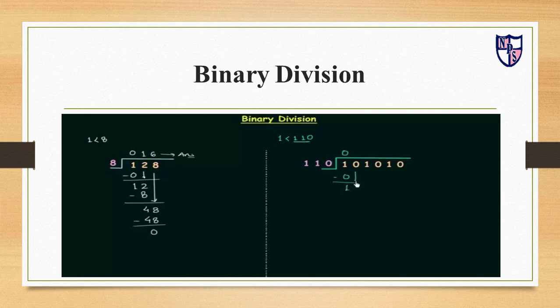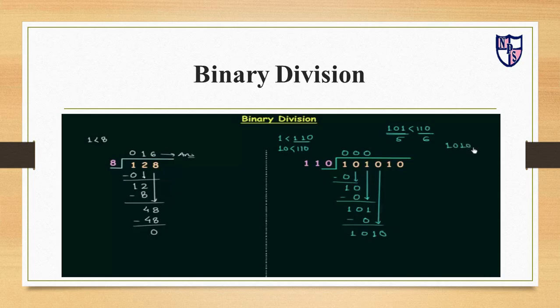Now the 0 will come and we have 10. Still 10 is smaller than 110, so again quotient is 0 and remainder is 10. This 1 will come down and we have 101. 101 is again smaller than 110. 101 is 5. 110 is 6, so 6 is greater than 5, and again we have quotient equal to 0. So remainder is 101, and this 0 will now come down and we have 1010.